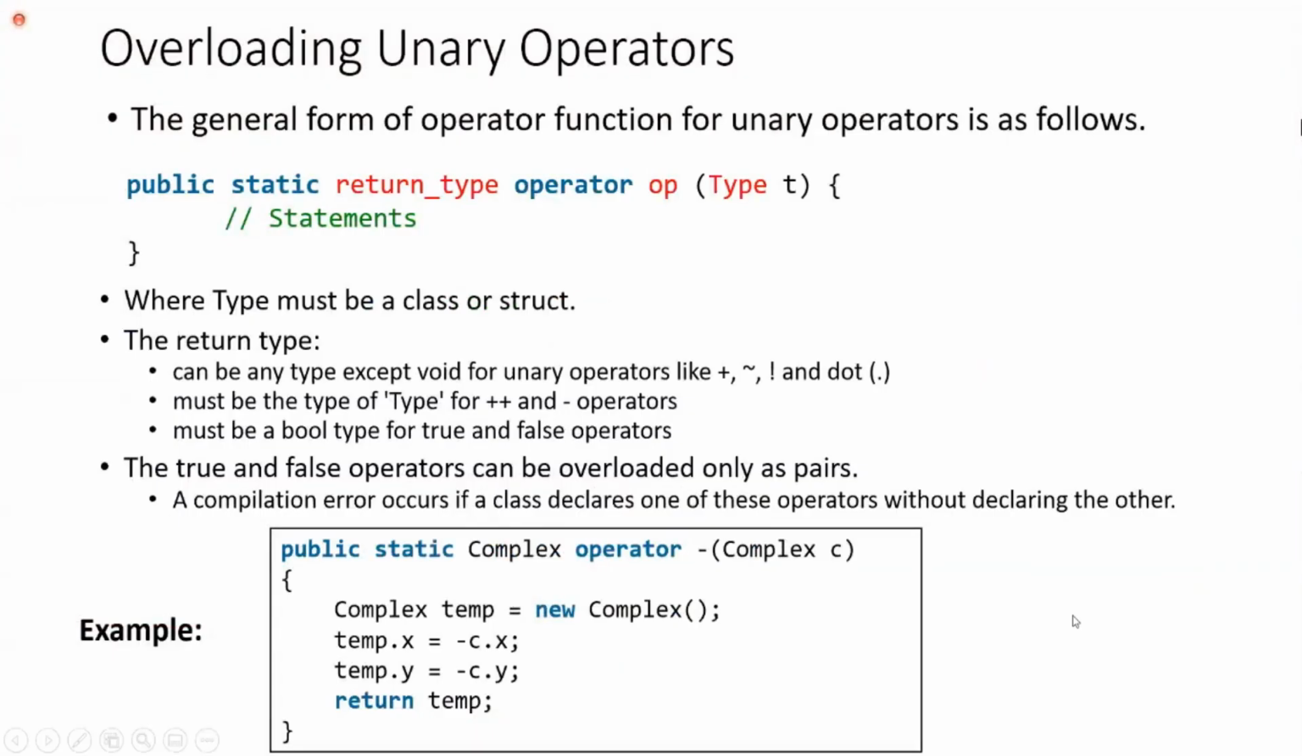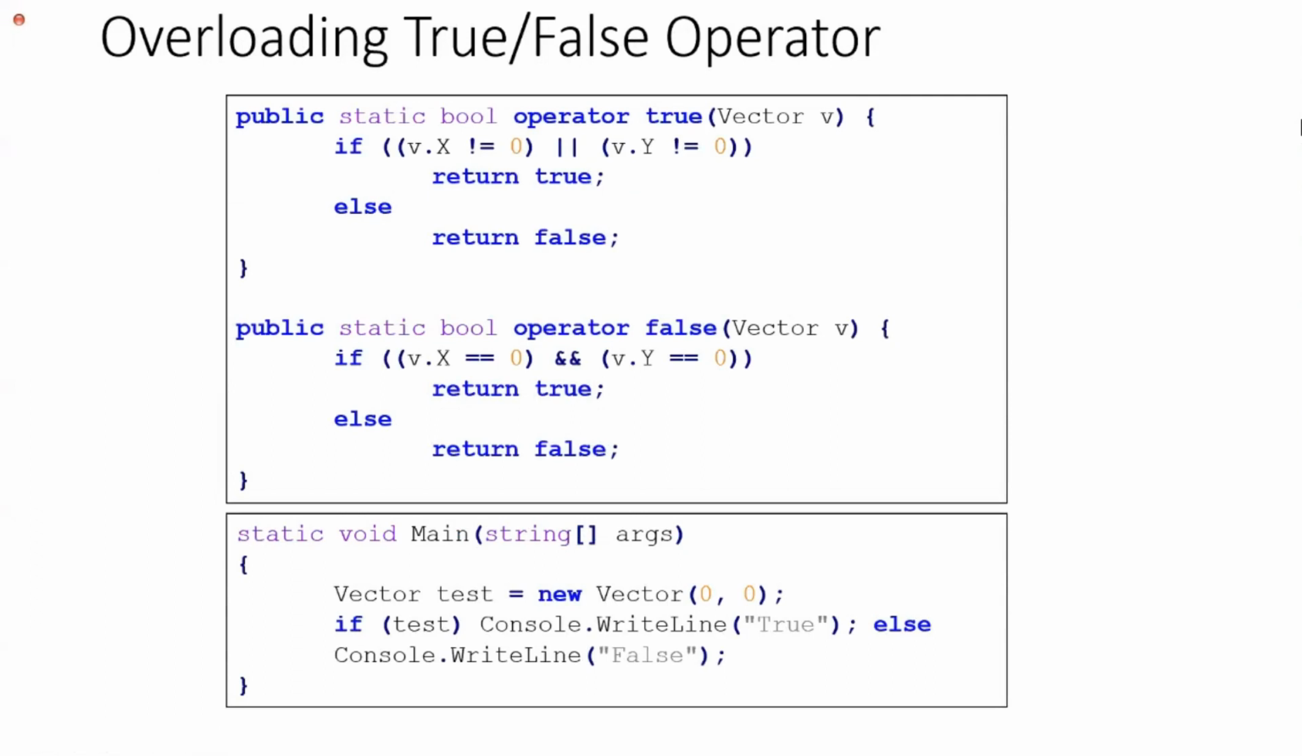Okay, get back to it. So how do you overload the true and false operator? As I told you before, the true and false operator has to be overloaded as a pair. That means both have to be overloaded. If you are overloading one, definitely the other one has to be overloaded. Now it's very simple. As previously mentioned, the constraints: public should be static, and it should return a boolean, and the operator keyword should be there, and the operator itself is true.